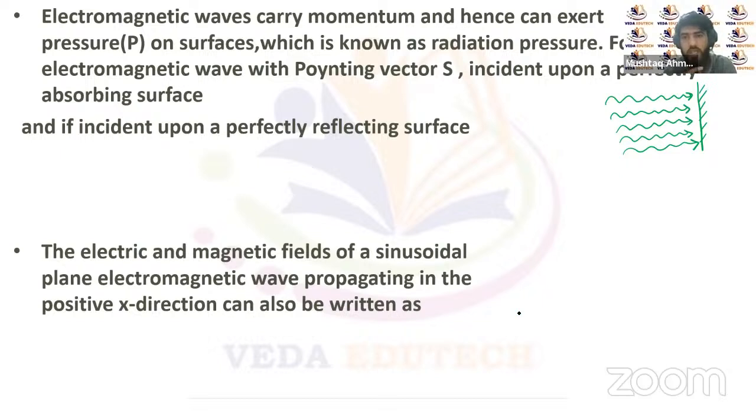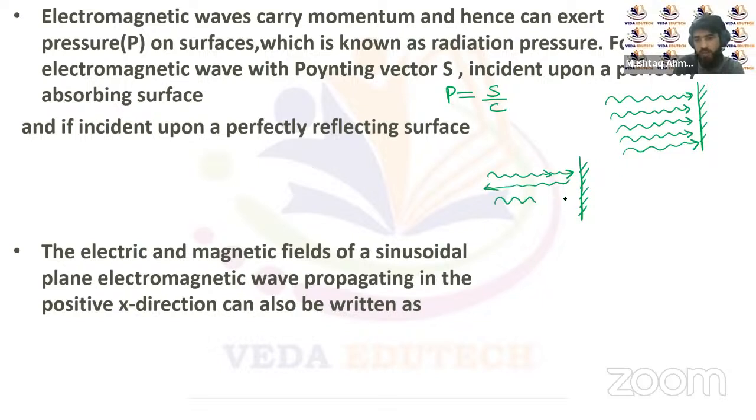Radiation pressure. If these electromagnetic waves are completely absorbed, then the radiation pressure will be equal to S upon C, where S is the Poynting vector and C is the speed of light, right? This is for perfect absorption. And if perfect reflection occurs, it means that the electromagnetic wave is propagating and gets reflected back. 100% reflection is there, right?